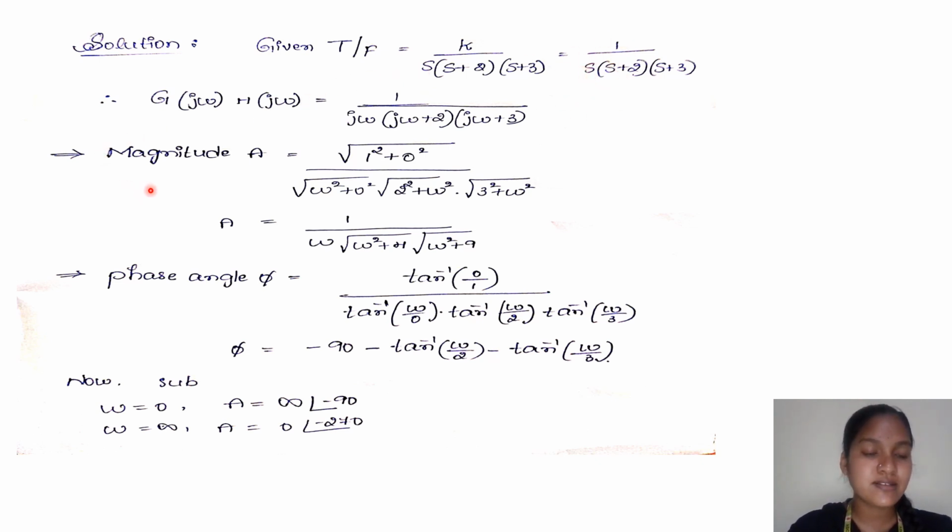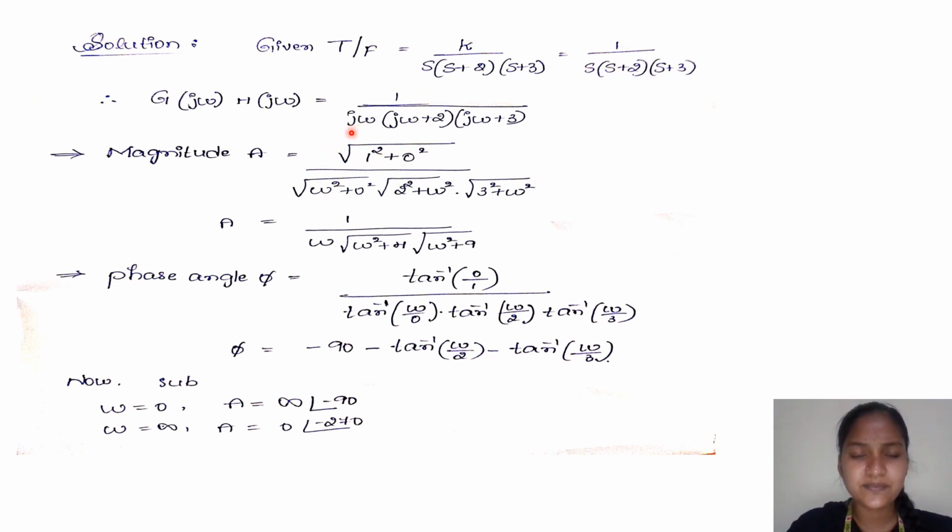Next step is finding the magnitude and also the phase angle. The magnitude is the root of 1 squared plus 0 squared. Here we don't have the imaginary term, so we consider it as 0 squared.